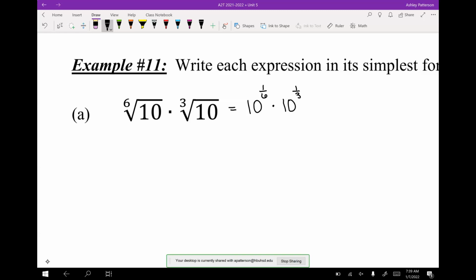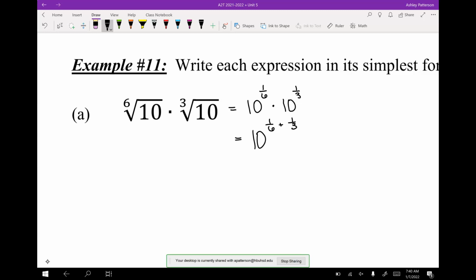This is super helpful because with exponents, we know if we're multiplying the same bases, what can we do with their exponents? We can add them. So I'm going to rewrite this as 10 to the 1/6 plus 1/3 power. With this product property for exponents, we don't do anything with the bases. It works out that since the bases are the same, we can combine them into one term by adding their exponents.